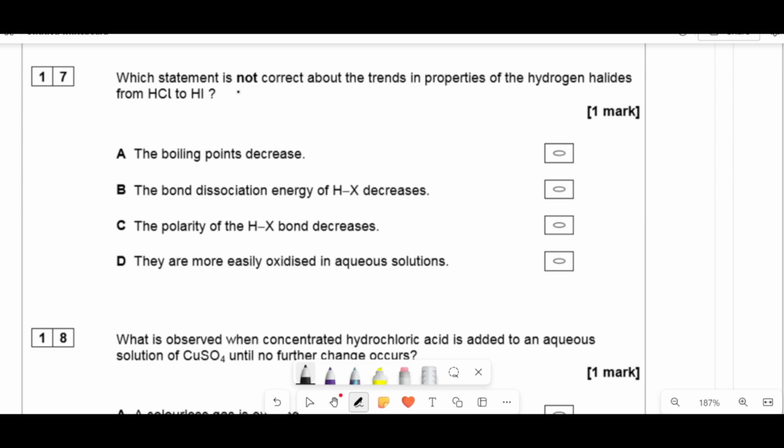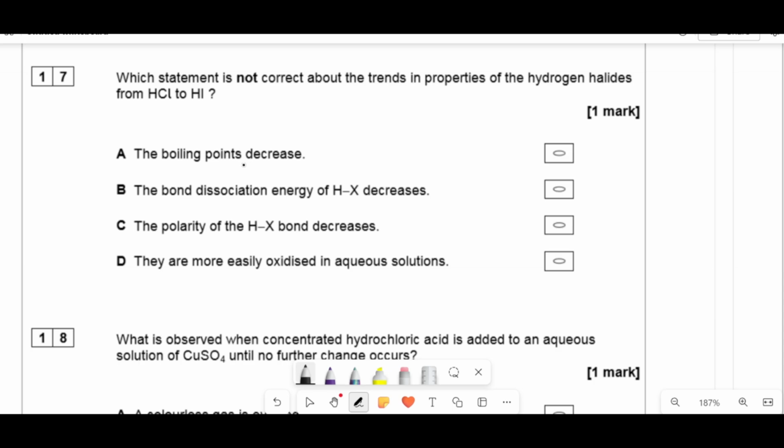So if we have a look, what's not correct? The only thing that's changing from HCl to HI is you're going down the group. So the halogen is going to get bigger and bigger, right? So if it's getting bigger, think about what's going on here. If you're boiling HCl and HI, the only forces between them are going to be permanent dipole-dipole interactions and van der Waals forces.